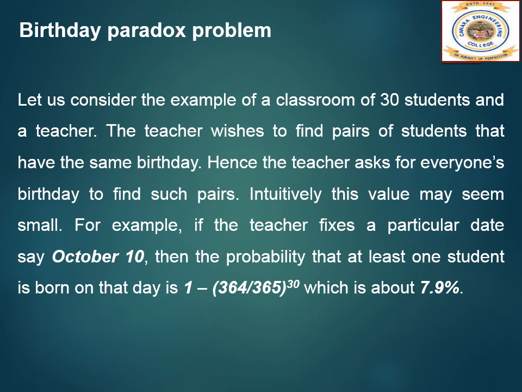Let us consider the example of a classroom of 30 students and a teacher. The teacher wishes to find pairs of students that have the same birthday. Hence, the teacher asks everyone their birthdays to find such pairs. Intuitively, this value may seem small. For example, if the teacher fixes a particular date, say October 10, then the probability that at least one student is born on that day is 1 minus (364/365) to the power 30, which is about 7.9%.